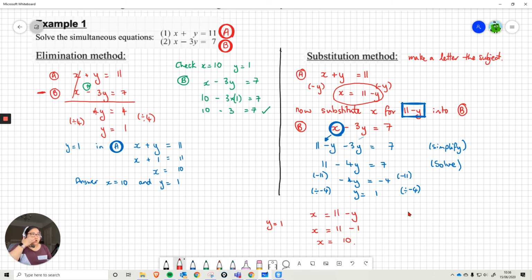Okay. Now, again, you can check if you've done this right by substitution, just like I've done with the first method in green here. I used the equation to substitute both values to work it out to see if it made sense, and it does. So here my answers are going to be x equals 10 and y equals 1.